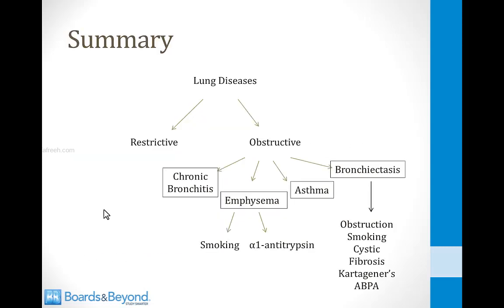So let me finish with a summary slide to help you keep the obstructive diseases straight. There are 4 causes of obstructive lung disease you should know: chronic bronchitis, emphysema, asthma, and bronchiectasis. Most emphysema is from smoking, but there is that rare subtype caused by deficiency of alpha-1 antitrypsin. And then there are a number of causes of bronchiectasis, including obstruction from tumor, smoking, cystic fibrosis, Kartagener's, and bronchopulmonary aspergillosis. And that concludes our module on obstructive lung disease.